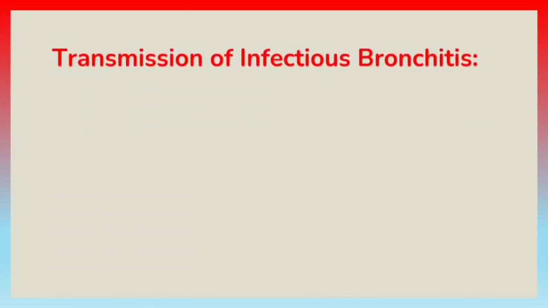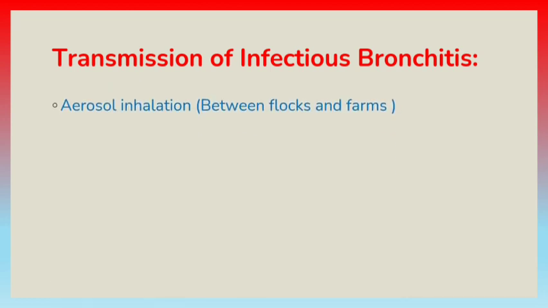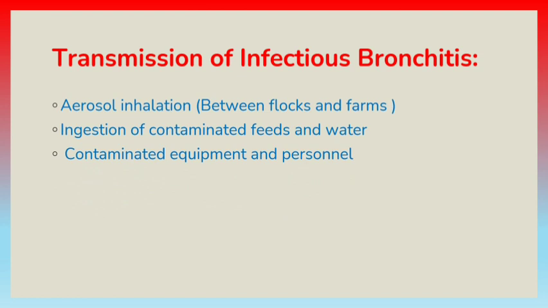Transmission of infectious bronchitis. Infectious bronchitis is transmitted through aerosol between flocks and farms. It is also transmitted through ingestion of contaminated feed and water. Contaminated equipment and personnel are also responsible for the transmission of infectious bronchitis.